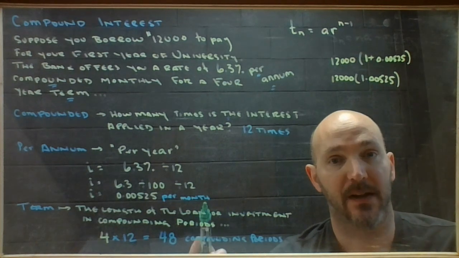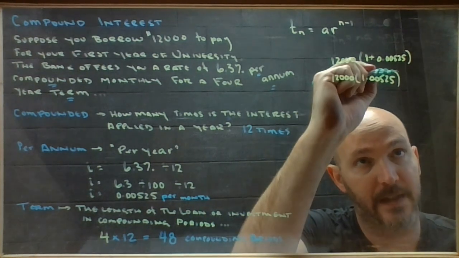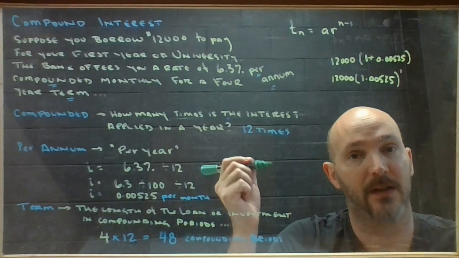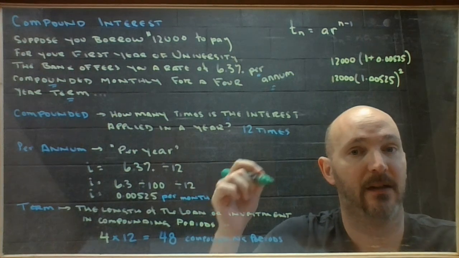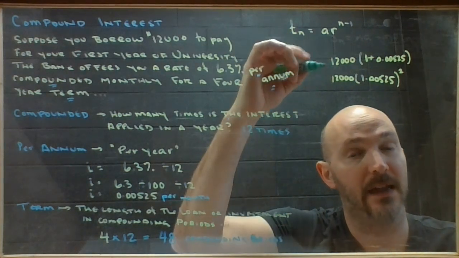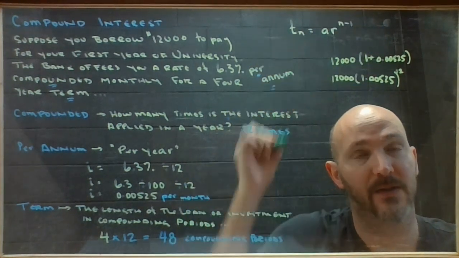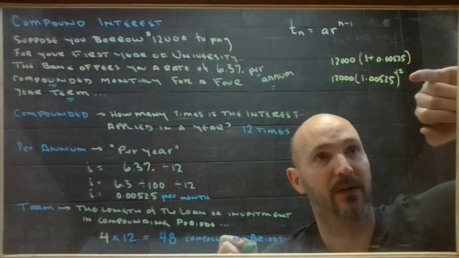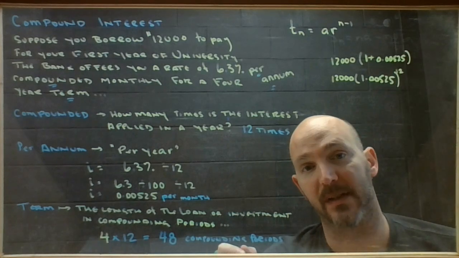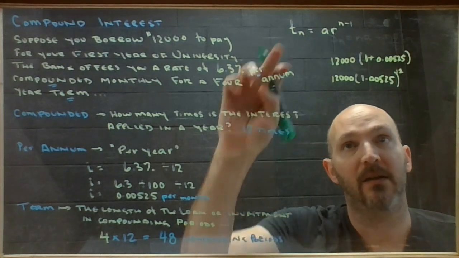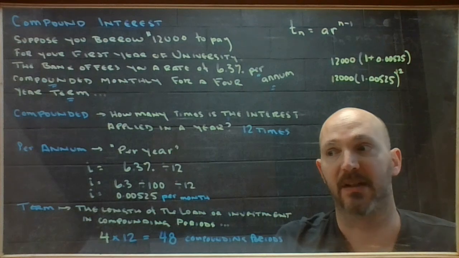Now, if I left this for a month, I would apply that interest once. If I left it for 2 months, I would apply that interest twice. If I did it for a year, I would have to apply that interest 12 times. So I'm getting that exponent up there, just like I did in my geometric sequence. So I'm going to start changing some stuff up here.